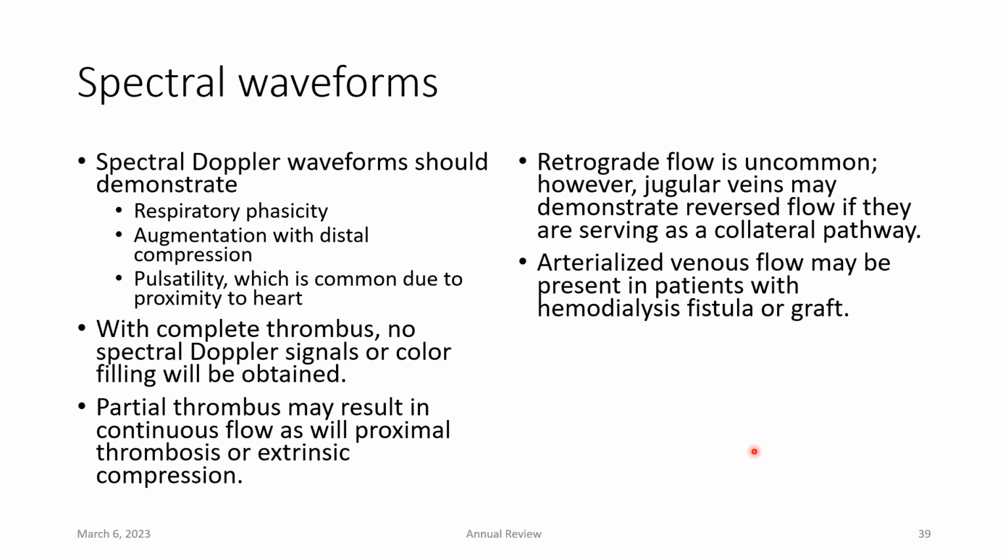Retrograde flow is extremely uncommon except in the jugular vein, when you're having reverse flow serving as collateral pathways. And you can sometimes have arterialized venous flow if there is a hemodialysis fistula or graft, meaning it's almost like you've created an AV malformation where you're going arterial right to venous. And so you would see that pulsatility or that arterialized venous flow in those cases.